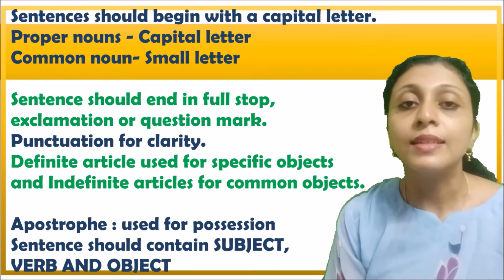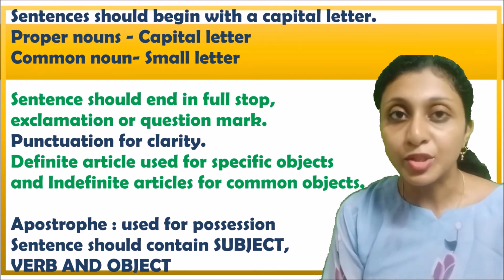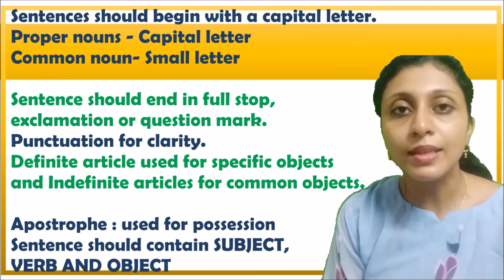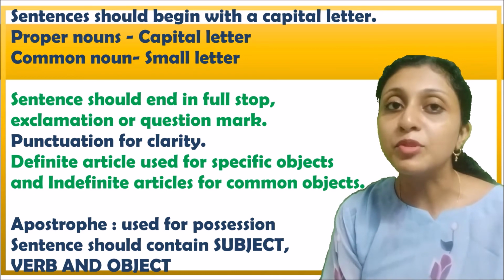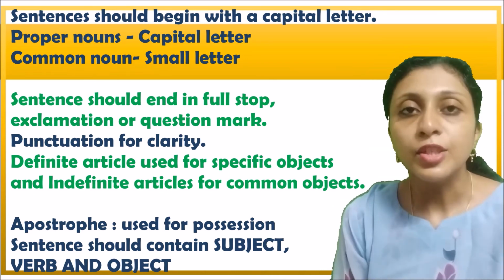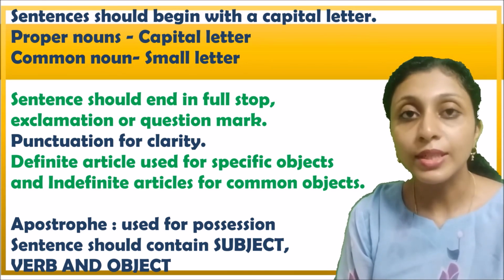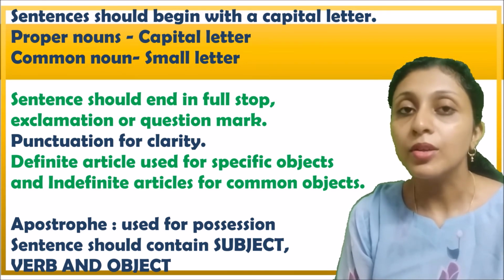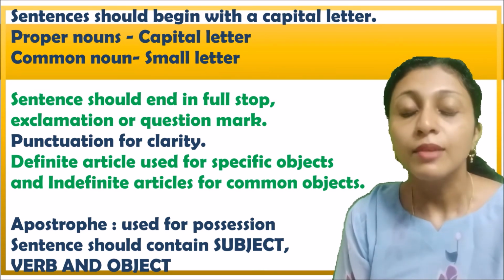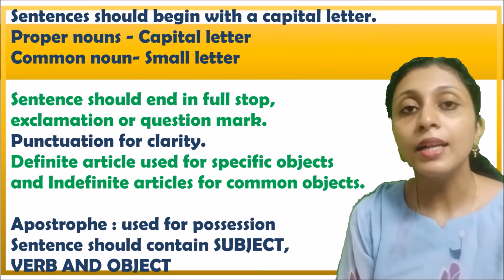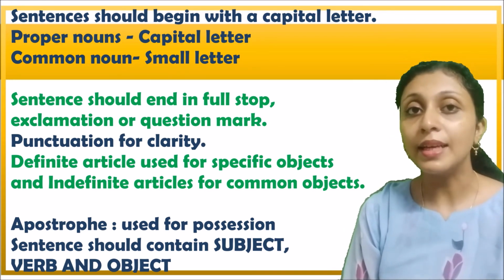We need to use the appropriate punctuation wherever necessary. We use these punctuations so that we can understand the text much better. Otherwise, it may seem to be quite lengthy. We need to use the definite or the indefinite articles when we're talking about specific or non-specific things. If you're talking about specific things, we need to use the definite article, and when you're talking about non-specific things, then we need to use the indefinite article.